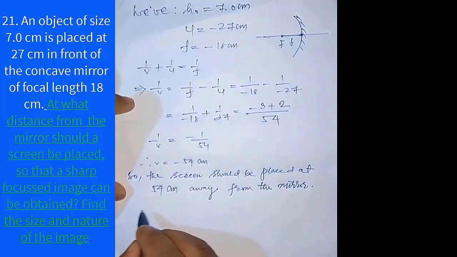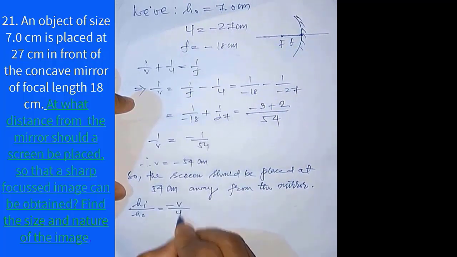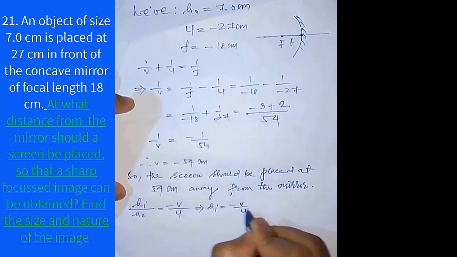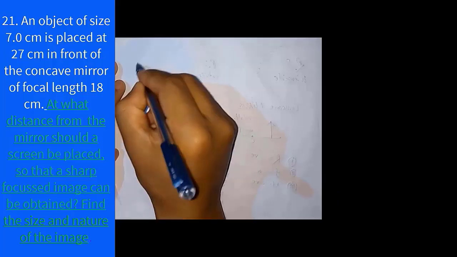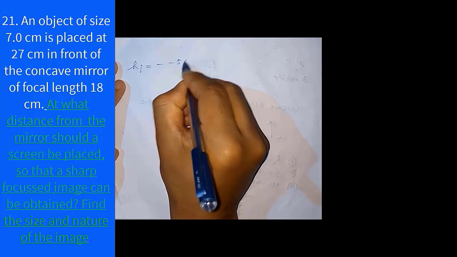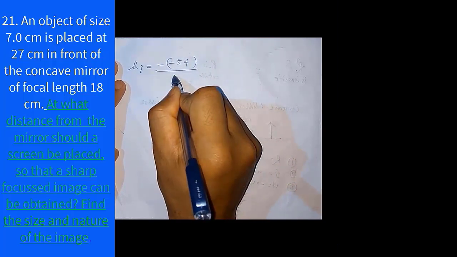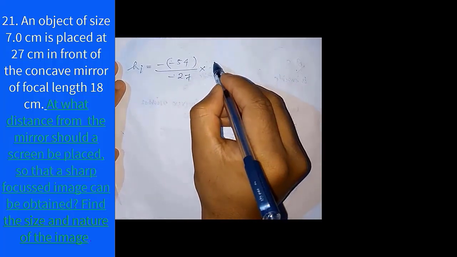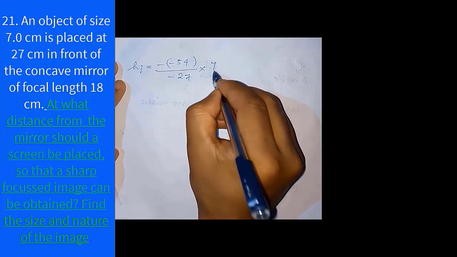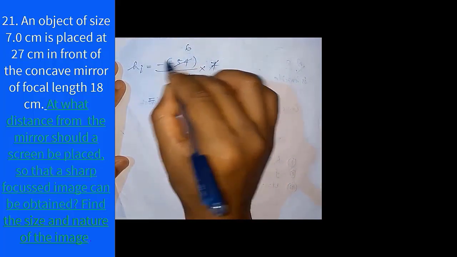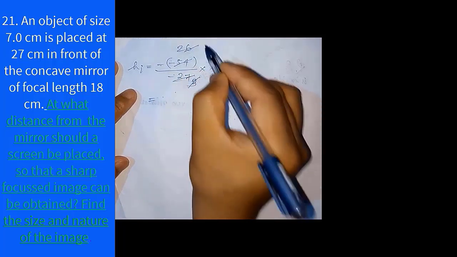Find the size of the image. We know magnification. For magnification, we can write image distance by object distance. Height of the image over height of the object equals V by U. Then this will go up. So height will be minus V, which is minus 54, U is minus 27, and the height of object is 7. 9 3s are 27, 9 6s are 54, 3 2s are 6.